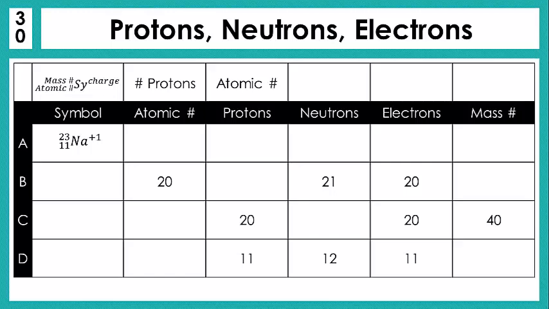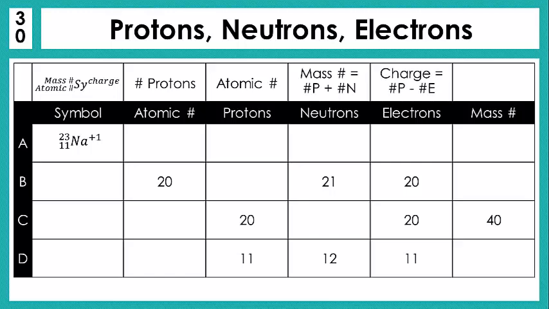Atomic number and number of protons, those are the same thing. In order to find neutrons, we need to know the mass number and the number of protons. So the mass number is the sum of protons and neutrons. Those are the massive parts of the atom. So if I have the mass number and I subtract out the protons, I'm left with neutrons.